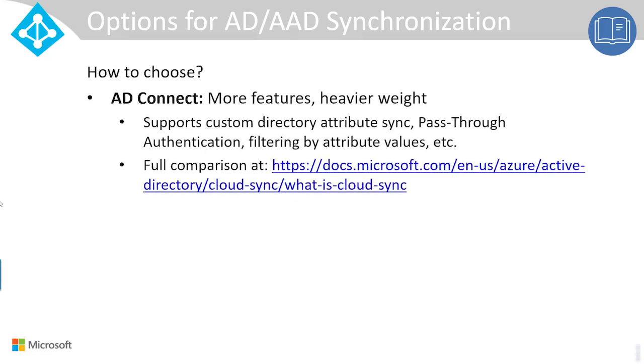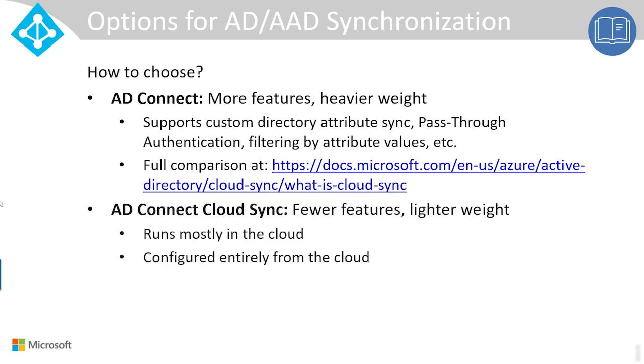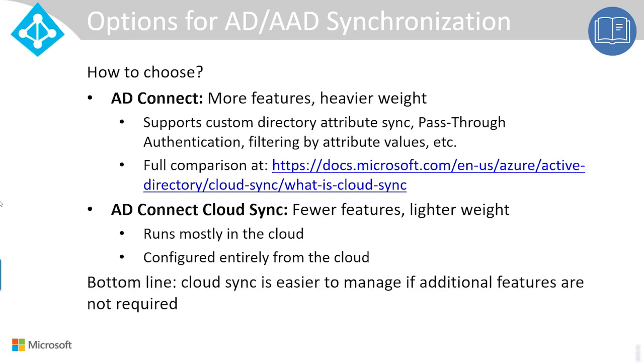Primarily, you'd probably choose AD Connect in situations where you need one of the additional features it provides. For example, only AD Connect supports synchronization of custom directory attributes, pass-through authentication, and filtering by attribute values. Microsoft provides a full feature comparison as part of the Cloud Sync documentation. By contrast, although Cloud Sync has fewer features, it's also a lighter weight solution. It executes mostly in the cloud, and configuration is done entirely via the cloud. The bottom line is that since Cloud Sync is easier to manage, it's typically a good choice if you don't require the additional features provided by AD Connect.